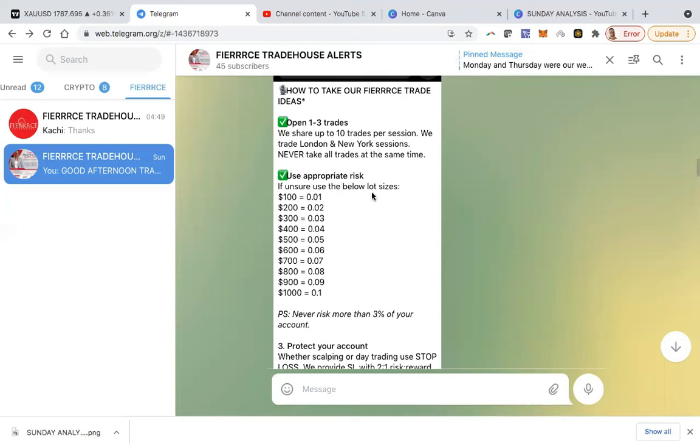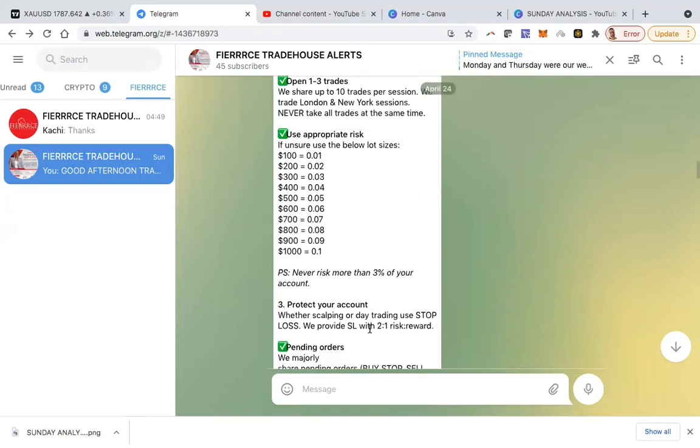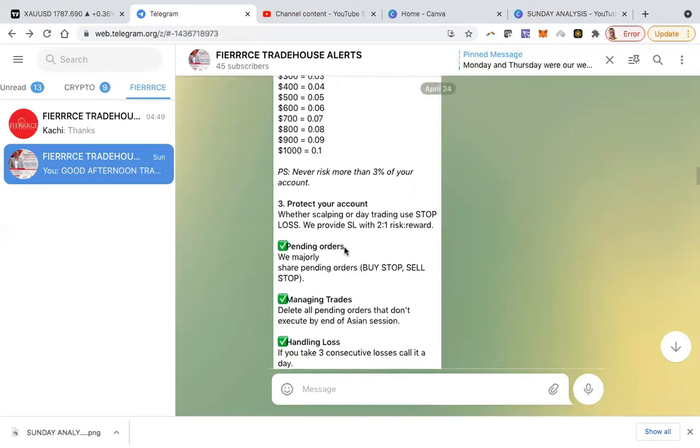A second point, use appropriate risk, guys. This is a guide, okay? If you choose to go anything above this, then that's really an individual risk, which is fine. But I usually say never risk more than 1 to 3% of your account. So this lot size should guide you.